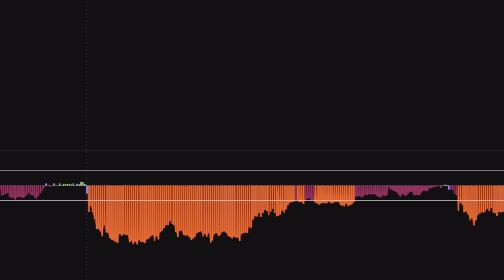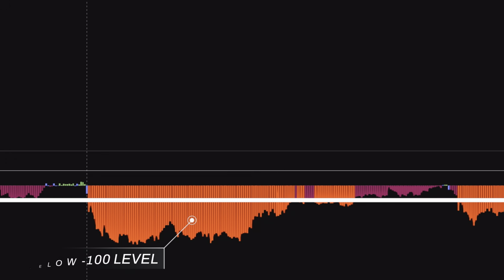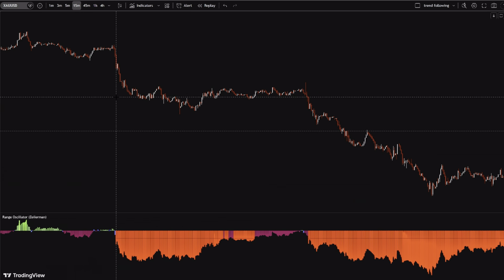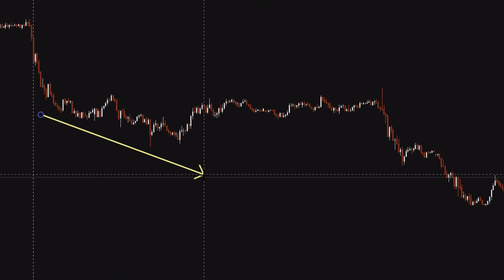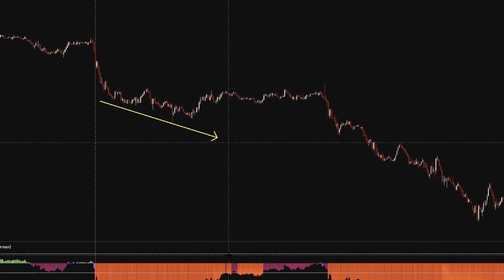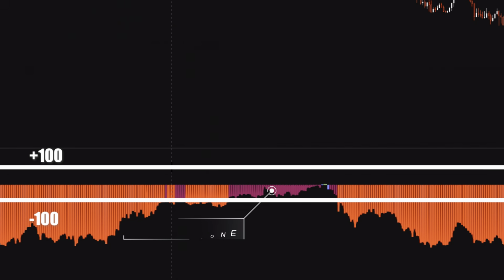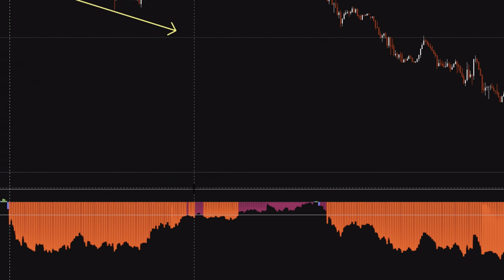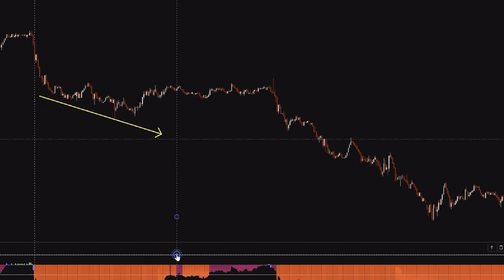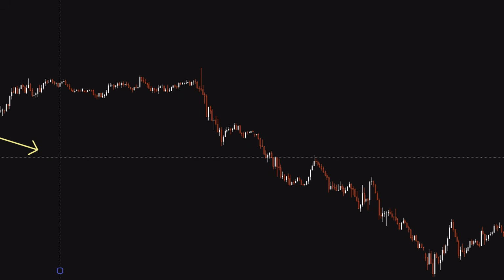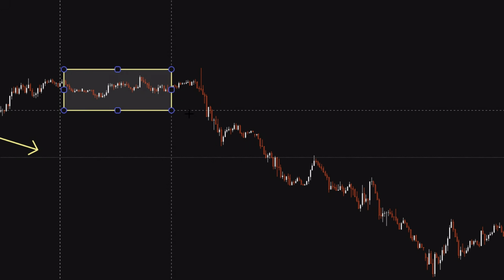But when those columns punch below minus 100 and turn red, that's not just a color change. This is a sign of institutional-level bearish pressure. Notice there's a stretch on gold right here. These white columns in the middle tell us the market is just choppy. There's no edge, so we stay patient.